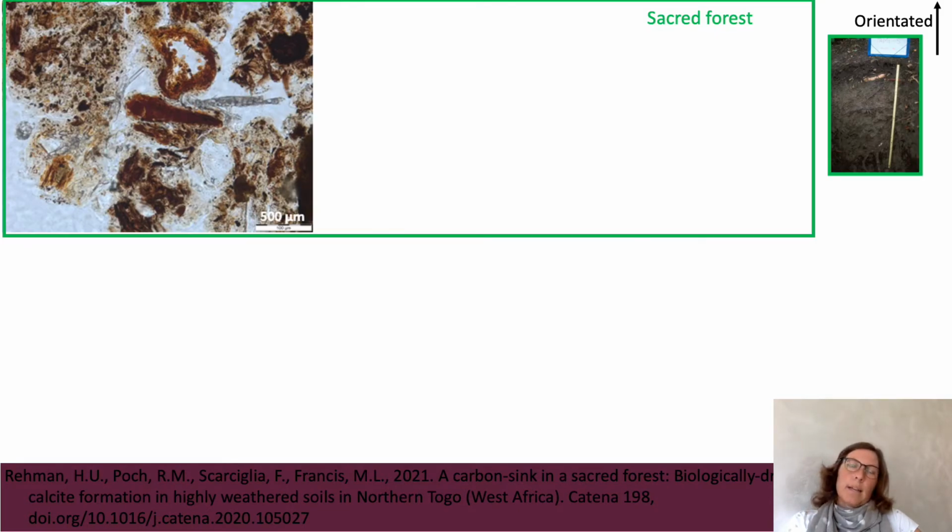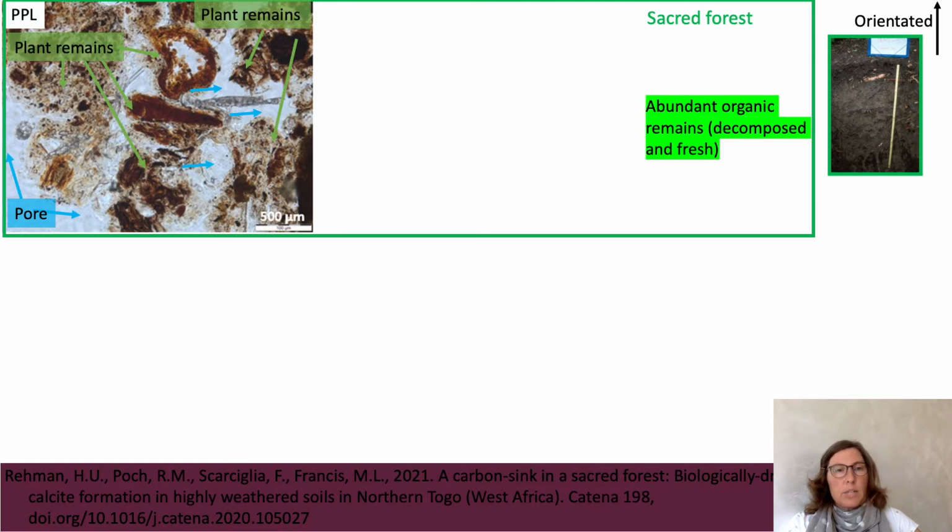The following slide has a lot of information on, but I'm going to talk you through it. We made some orientated thin sections of intact soil pieces so that we could have a look at exactly where the calcite is forming. This plain polarized light image shows the sacred forest soil is very porous and comprised mainly of plant remains in various degrees of decomposition.